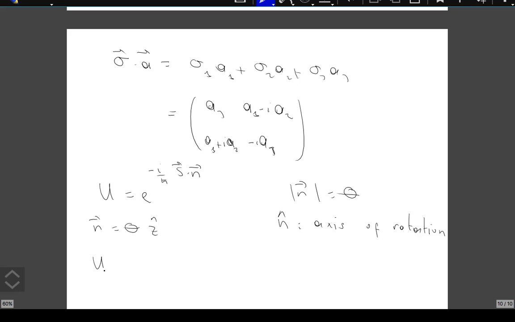So that U will be e to the power minus i over h bar, over 2 sigma z theta. That is e to the power minus i sigma z times theta over 2, which is the diagonal matrix with entries e to the power minus i theta over 2 and e to the power i theta over 2.